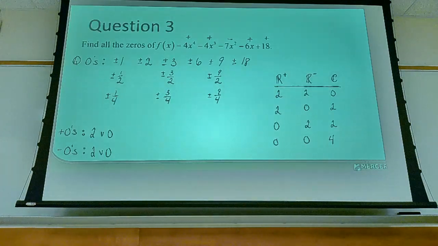Right, so Descartes never really tells you exactly how many you have unless there's only 1 sign change, or there's no sign changes. If you have any more than 0 or 1 sign change, it only tells you possibility of number of zeros, not a definitive number.